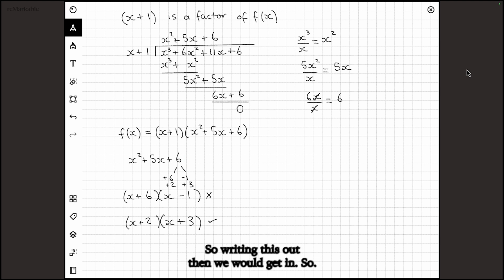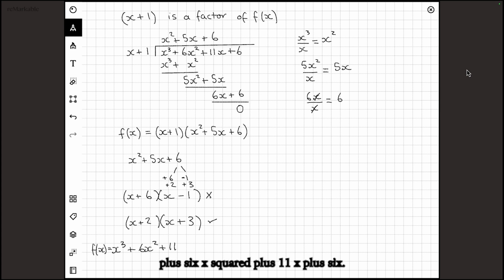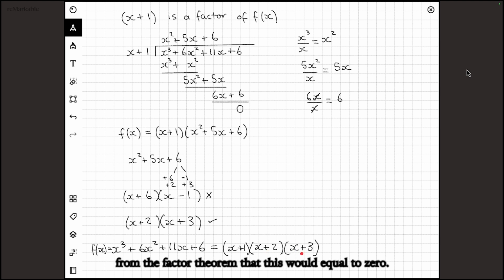So writing this out then, we would get in full, this is f of x, equals x cubed plus 6x squared plus 11x plus 6. That was my original problem expression. x plus 1, x plus 2, and x plus 3. And you know, we could check something here. We could put in f of minus 2. We could put in f of minus 3. And we would expect, if we put in minus 2 or minus 3, from the factor theorem, that this would equal 0. Now I'll leave you to do that.